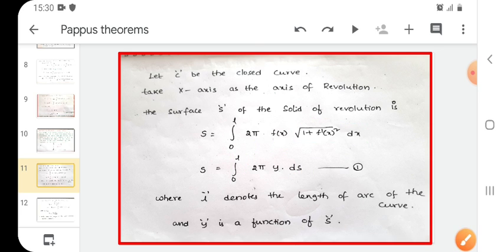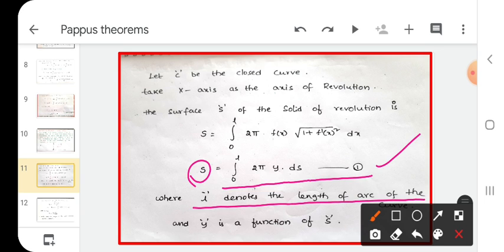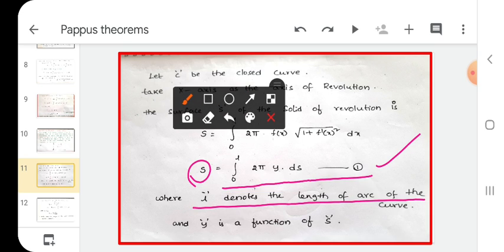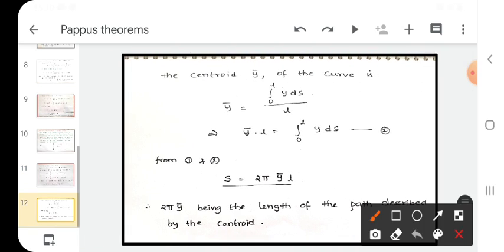This is the solid surface of revolution. What is the surface of revolution of this closed plane curve? Integral 0 to L, 2 pi y ds. Let this be equation number 1, where L denotes the length of the arc of the curve. Okay, and y is a function of s. What is y here? A function of x.